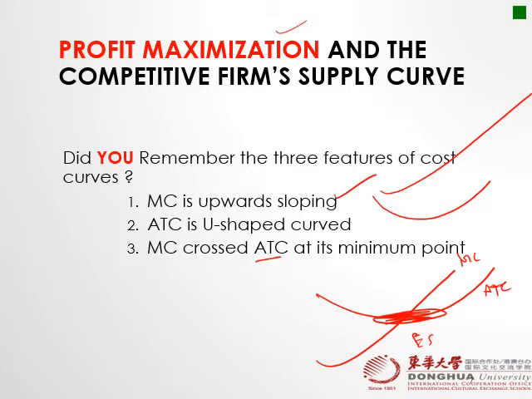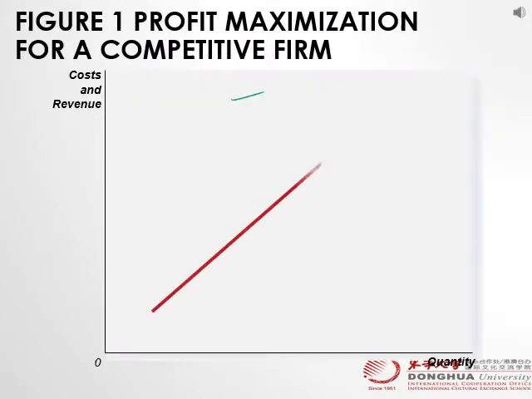And ATC is a U-shaped curve, and marginal cost crosses the ATC at its minimum, right? If this is ATC, then marginal cost crosses the ATC at its minimum, right? This level, we call this efficient scale, right? So let's explore this.